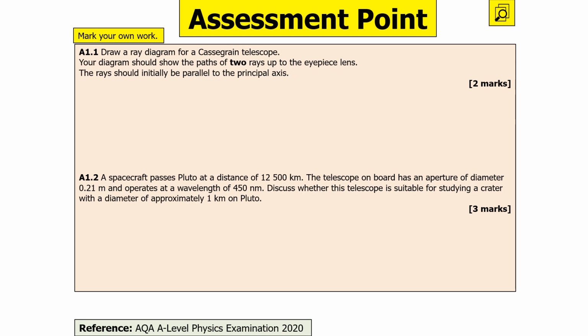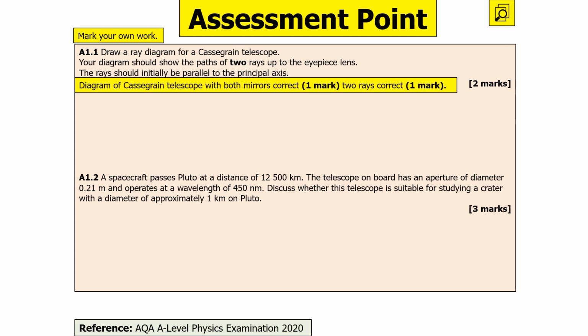Right, in this first one, you have your diagram of your Cassegrain telescope with both mirrors correct and the 2 rays correct. So it looks something like that. Your rays are parallel, they hit the primary mirror, they reflect, they hit the secondary mirror.